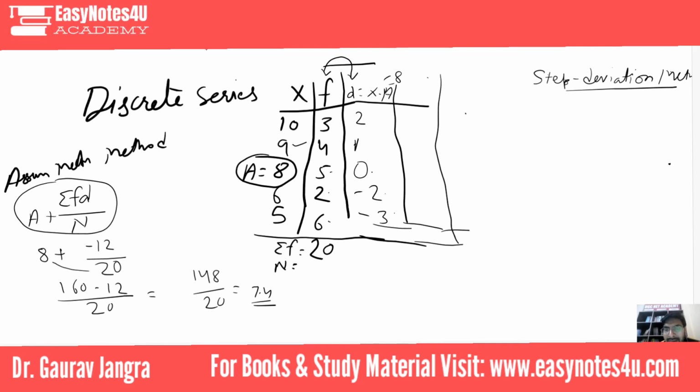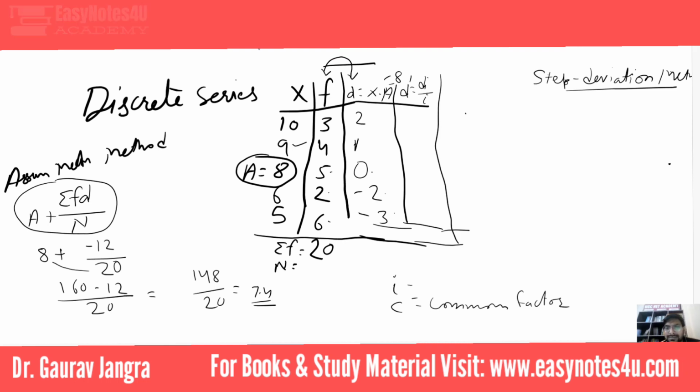In the step deviation method, you have to calculate d dash. D dash means d upon i, where i is the common factor, the one value which is divisible into all of them.